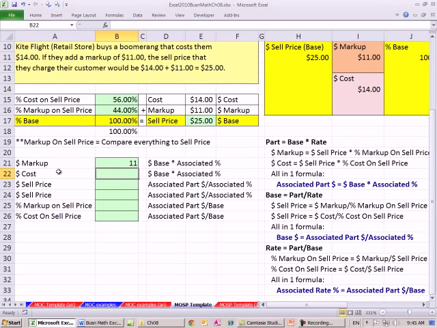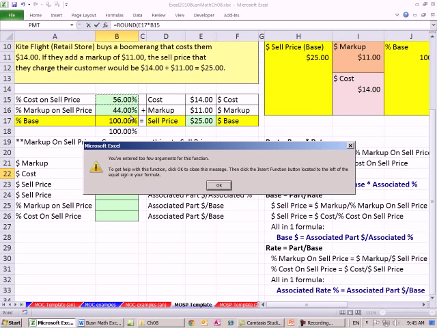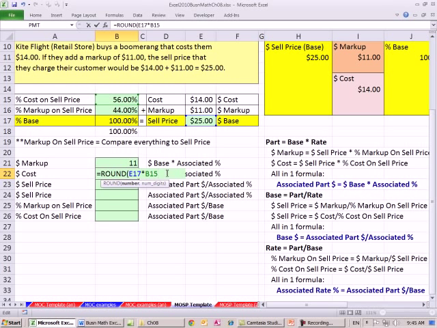Now, let's calculate the other part, cost, equals round. It's still the same base times the associated rate. So I'm calculating associated part, so I use associated rate. Whoops, I forgot the comma 2. So 11 and 14. Now, what's the base for us? Sell price.